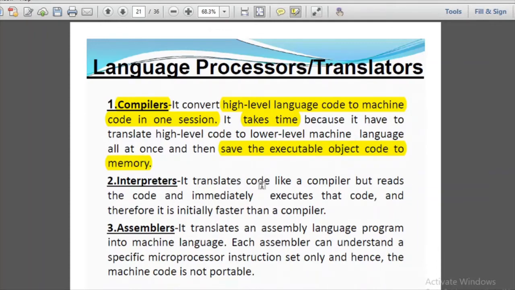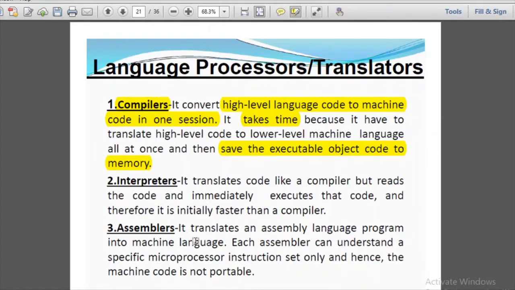Next type of translator is the interpreter. It translates code like a compiler but reads the code and immediately executes that code, and therefore it is initially faster than a compiler. It reads the code line by line. It does not execute the code in one go. एक एक लाइन करके वो पढ़ता है, एक एक लाइन करके वो एग्जीक्यूट करता जाता है. So that is why it is faster than a compiler.